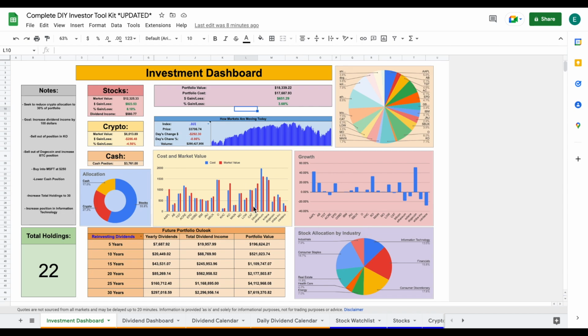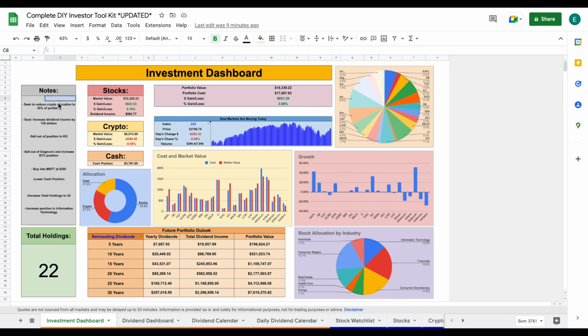And right here, we're currently looking at the very main tab for the spreadsheet, and that is the investment dashboard. You're going to essentially be able to see anything you could ever want to know about your portfolio on the spreadsheet. If we come up here, you can see we're tracking portfolio value, our portfolio cost, dollar gain, and percent loss. And remember, all of this is automatically being tracked by things we put into our other tabs. But if we come over here, we can see our stock breakdown, our dividend income yearly, we can see our crypto breakdown here, and our cash position here.